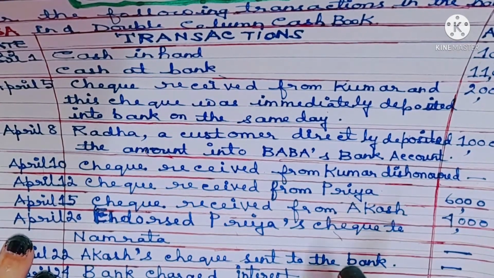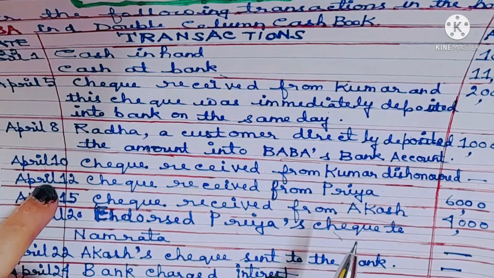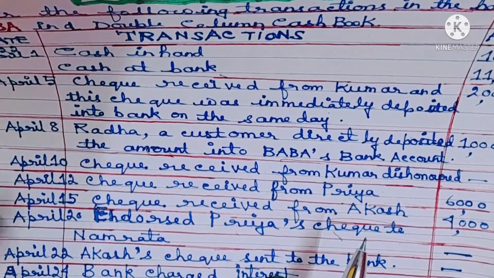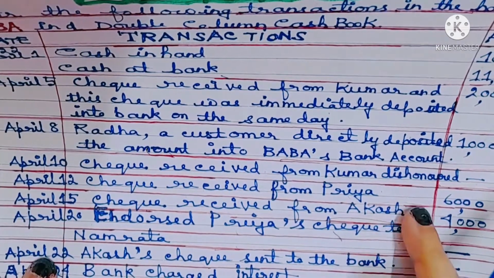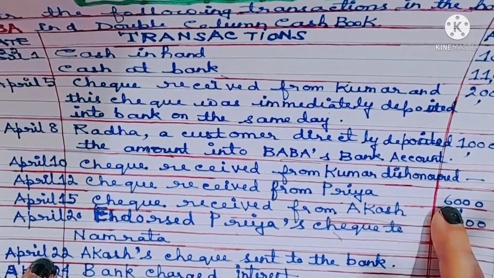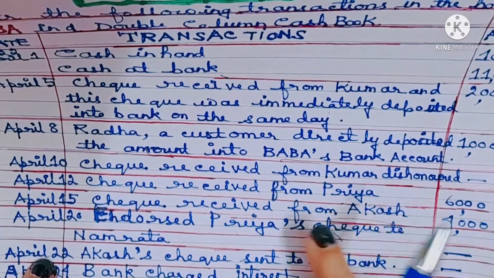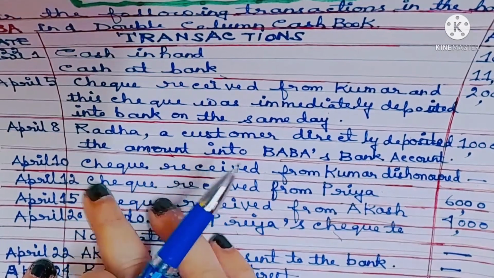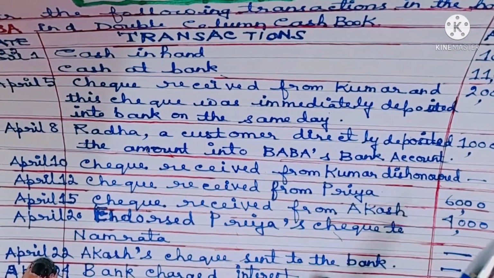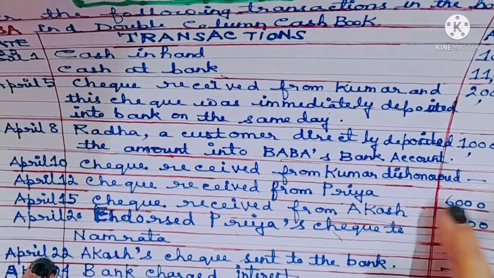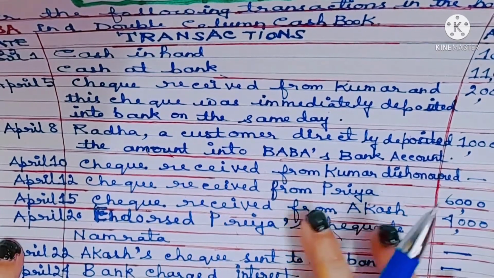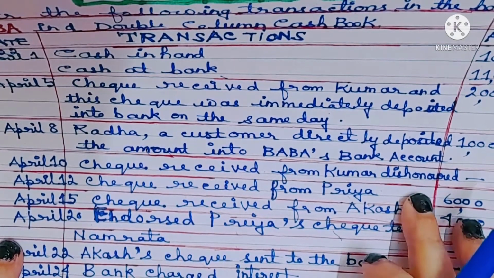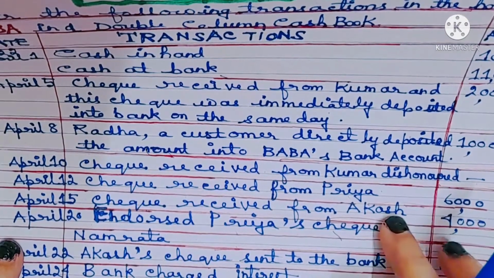The check was in hand, because the check was received on the 12th and endorsed on the 20th, which means for 8 days the check received from Priya was in hand. That means the journal entry will be check in hand account debit to Priya account. And if the check received from Priya had been deposited into bank on the same day, on 12th April itself, then what would it be? Bank account debit to Priya account. Understood? If the check was received from Priya and deposited the same check into bank on the same day, the journal entry would have been bank account debit to Priya 6,000.